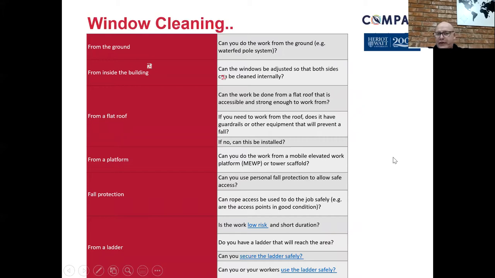Another example, window cleaning. If you think about it now, can you do it from the ground level? There's a lot of equipment out there, like a water-fed pole, which allows people to stand on the ground and use this extended pole to reach the window. So in that respect, it makes it easy for them to do.